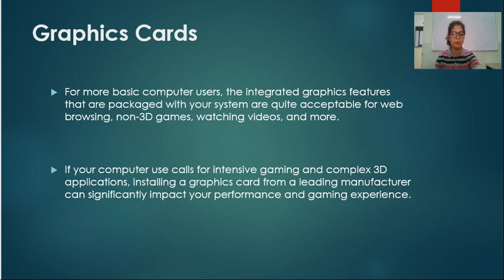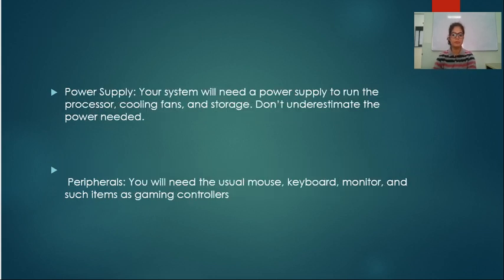The next thing that comes under PC specification is the power supply. Now what is a power supply? Your system will need a power supply to run the processor, cooling fans and storage. So don't underestimate the power needed. The next thing that comes under PC specification is peripherals. What are peripherals? All the input-output devices come under peripherals. You will need the usual mouse, keyboard, monitor and such items as gaming controllers. So that all comes under peripherals.